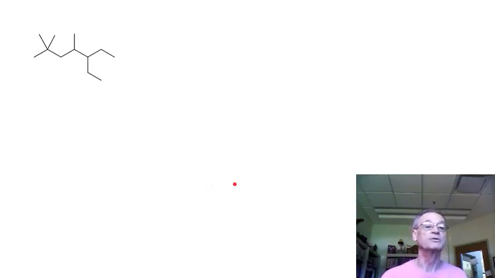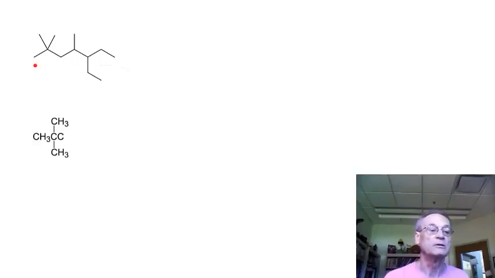Now, here is a line angle structure. What I want you to do is pause the video and see if you can draw the condensed formula and the Lewis dot structure for that molecule. So pause the video and then we'll take a look. Let's draw the condensed formula.